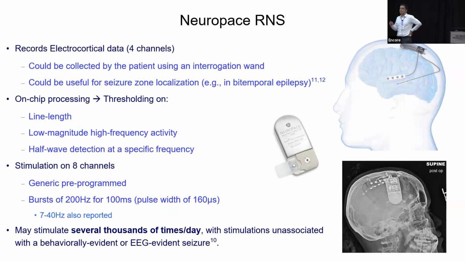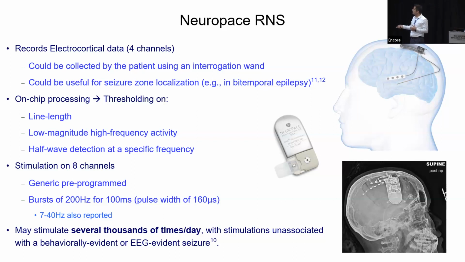If the magnitude of the combination of these extracted features is above a certain threshold, it tries to trigger stimulation. And it has 8 channels for stimulation. The stimulations are generic and pre-programmed. You see the example pulses, frequency, duration, and duty cycle here.